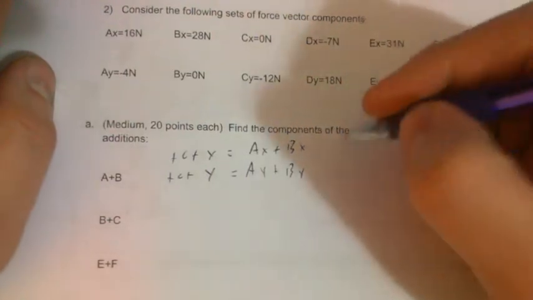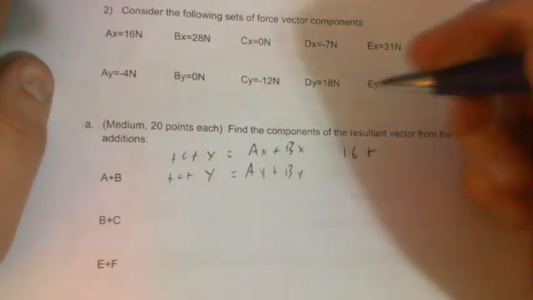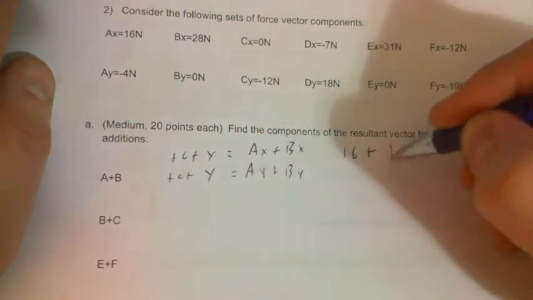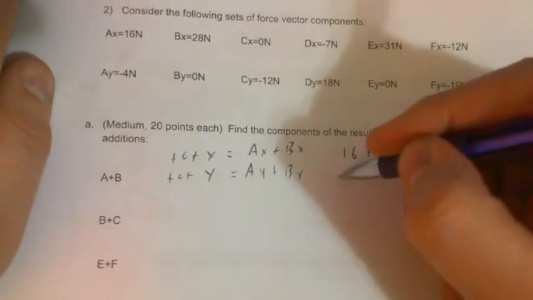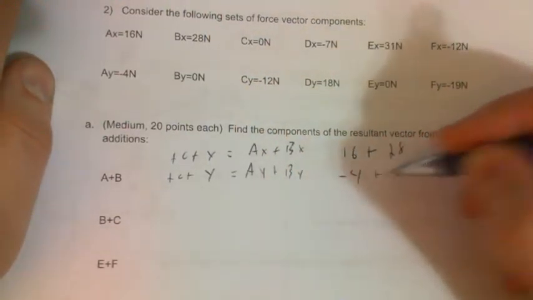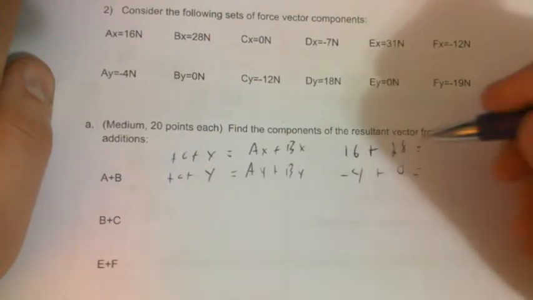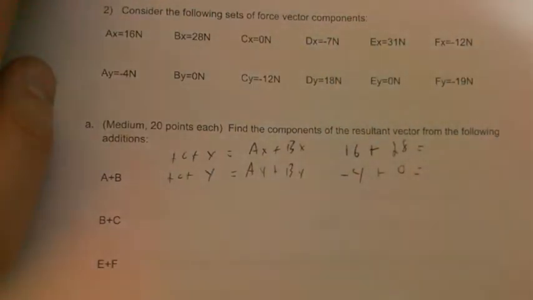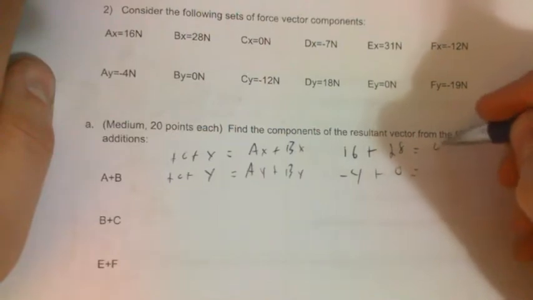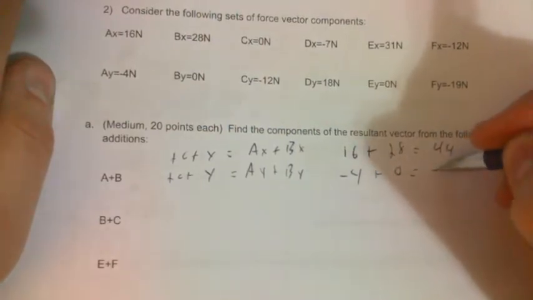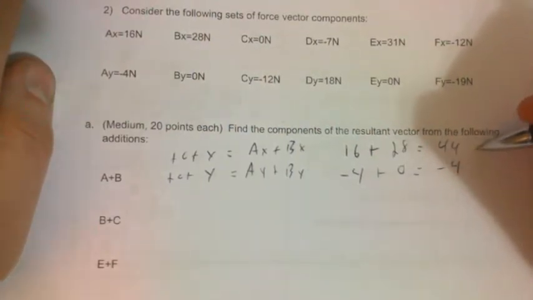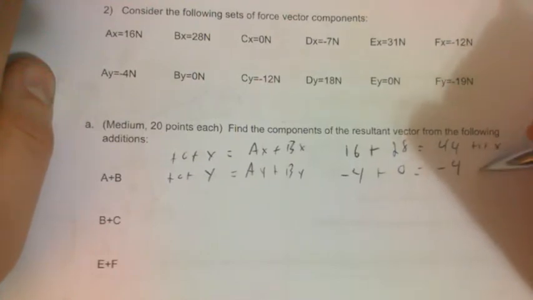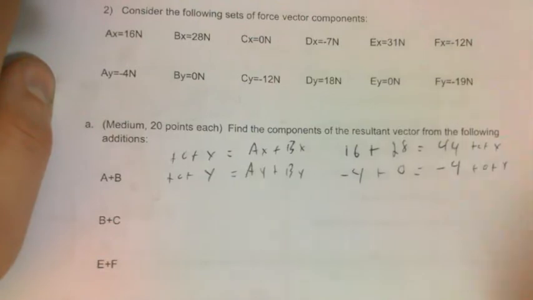So AX is 16, BX is 28, AY is -4, BY is 0. So our total is going to be 16 plus 28 is 44, and -4 plus 0 is -4. So positive 44 is total x, and -4 is our total y. Done. That's all you have to do for this.